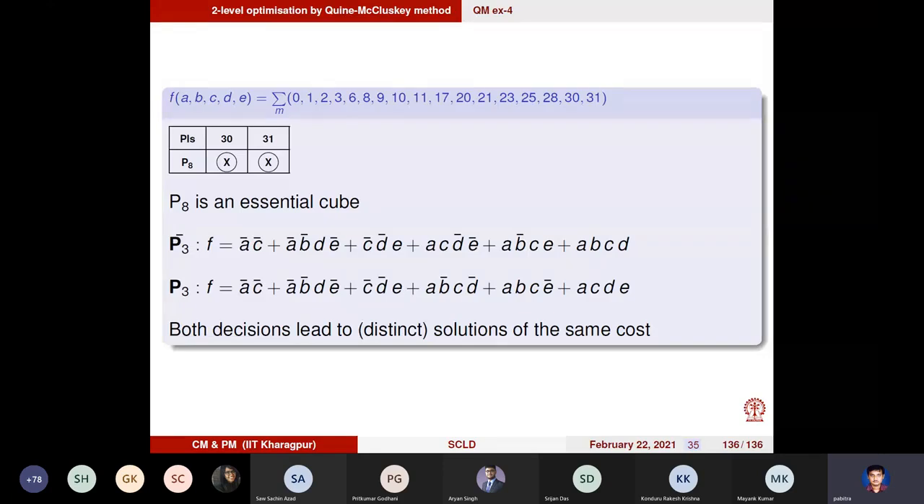Maybe in the next class we'll discuss it, or okay, I can give you the reference also. So if you have a cyclic core which is not reducible further, you have to use the branch and bound algorithm to find out the solution.